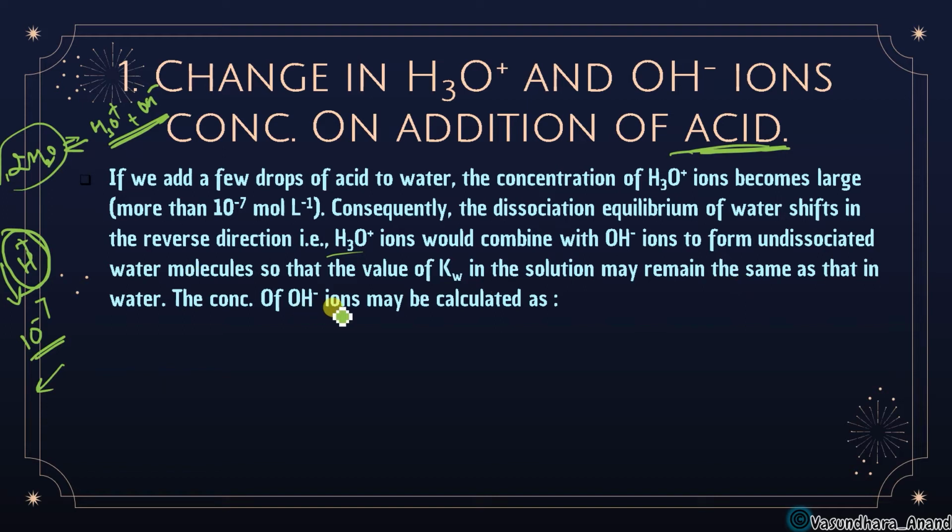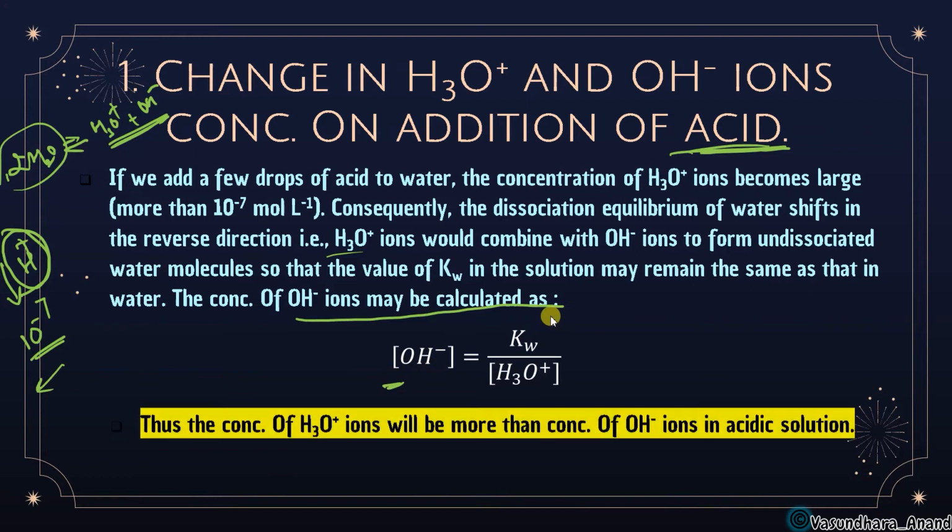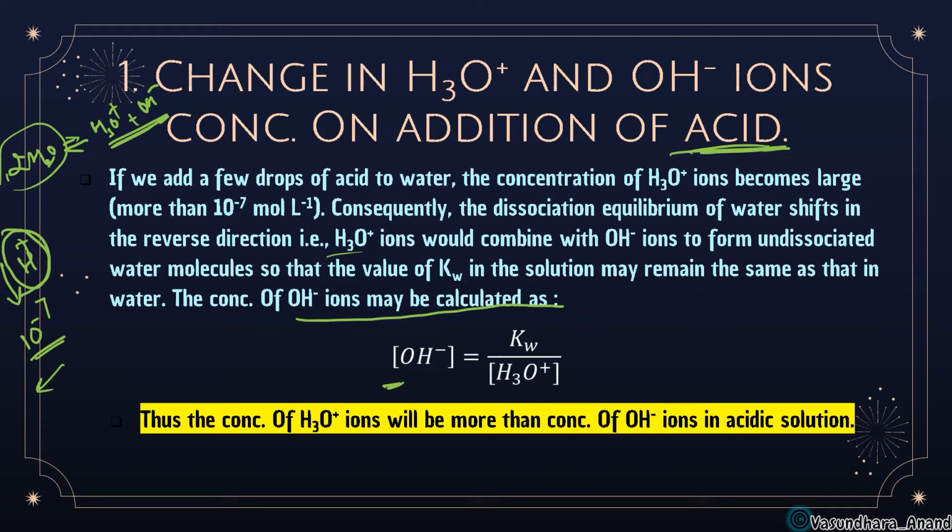So how will we calculate the concentration of OH minus ions? We know that Kw is equal to the H3O plus concentration multiplied by the OH minus concentration, so we can write it like this. Thus, the concentration of H3O plus ions will be more than the concentration of OH minus ions in an acidic solution. If it is an acidic solution, then the H plus ion concentration will be more than the OH minus ion concentration. Got it?